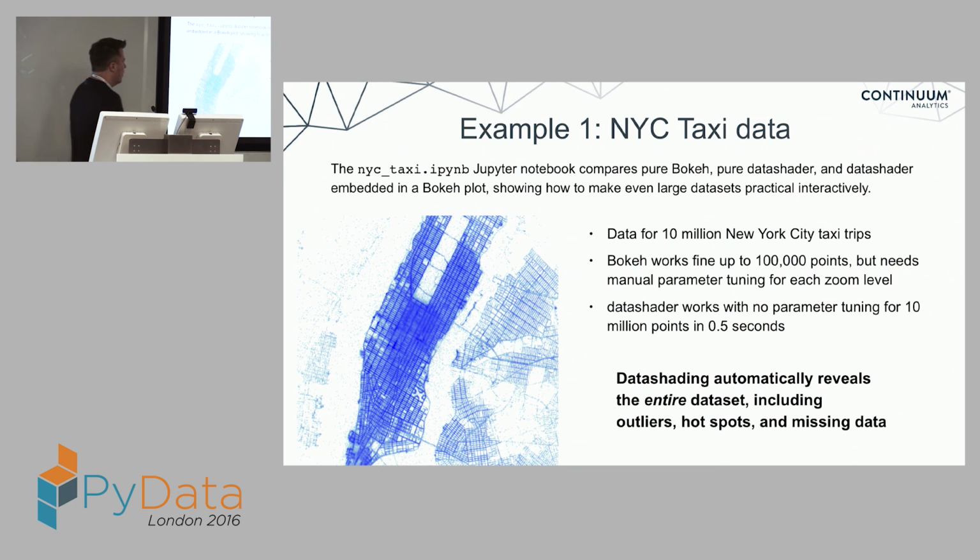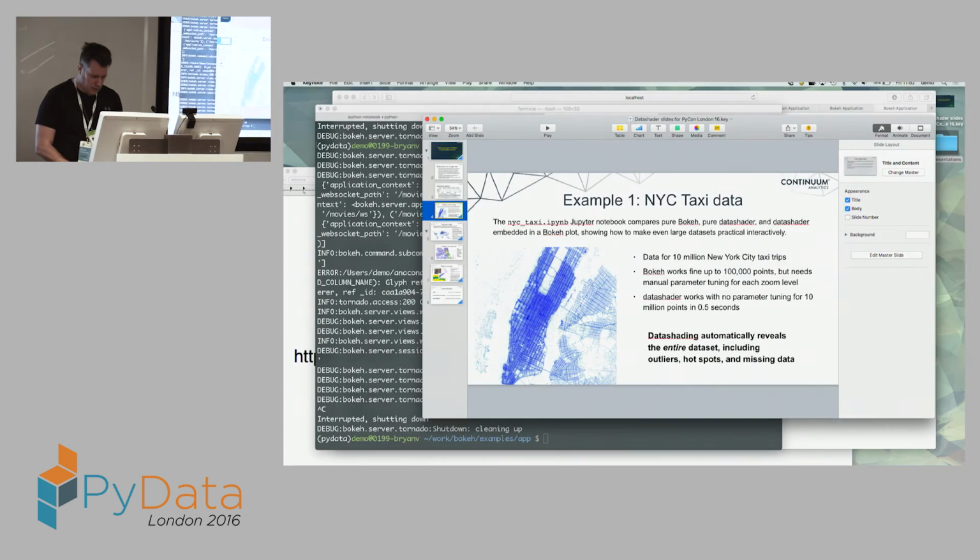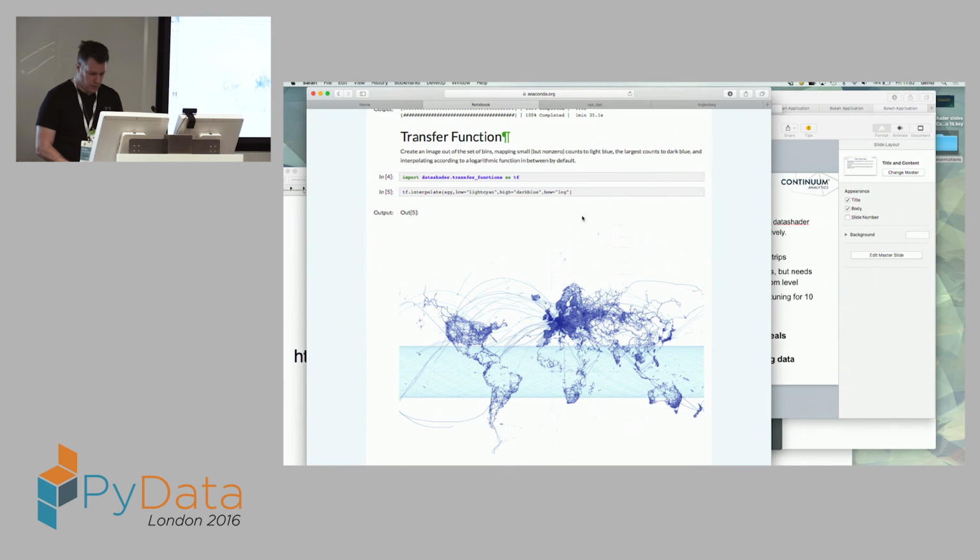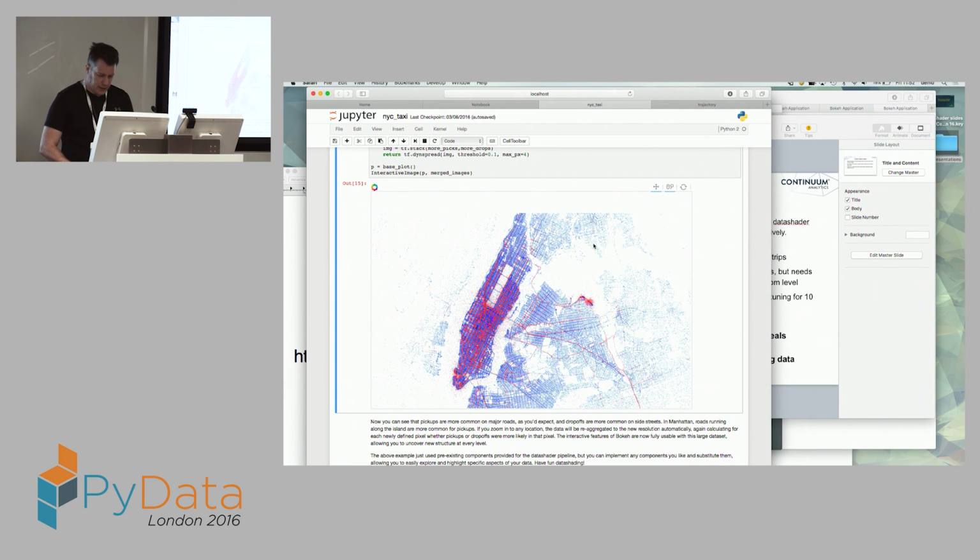So here's an example of the New York City taxi data set. This was done with 10 million data points. This reveals the entire data set. If I go down into a notebook and have it running, here we go. Got New York City taxi running in here. So this is the New York City taxi data set, and you can see this notebook in the repo.